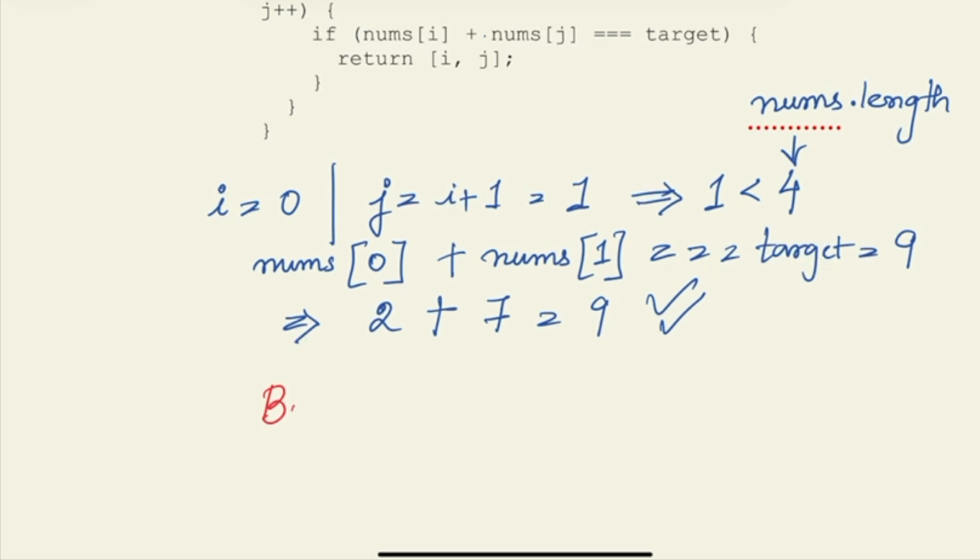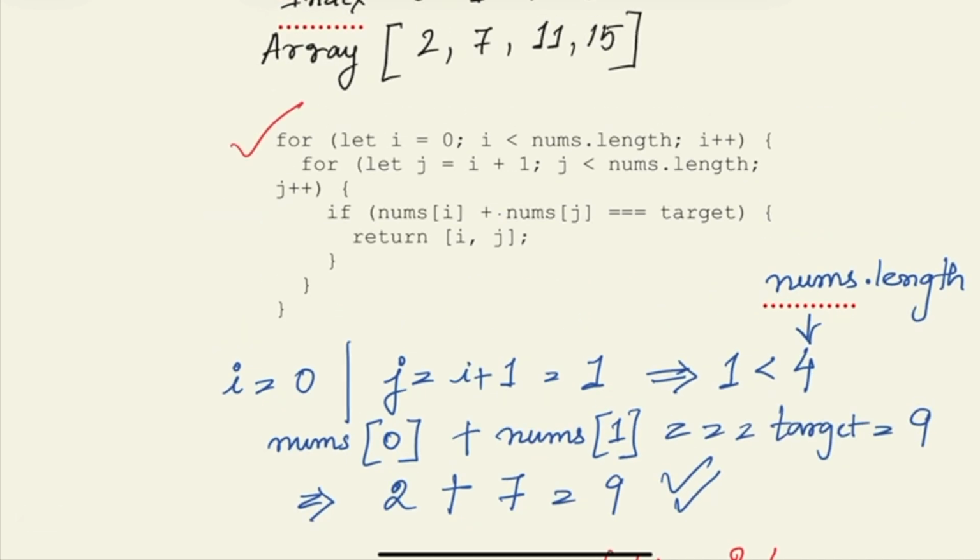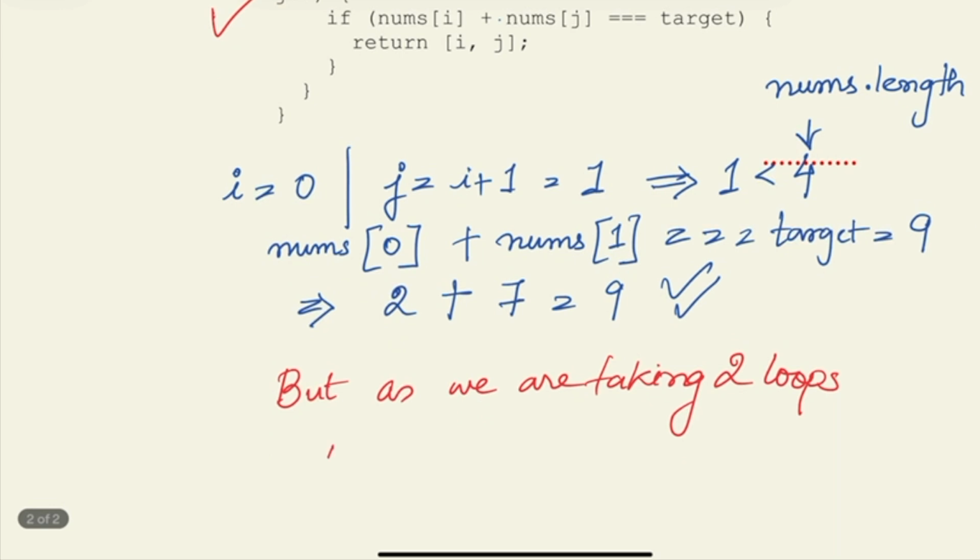Here, we are taking two loops. That means our space complexity will be O(1), but our time complexity will become O(n²) as we are using two loops.